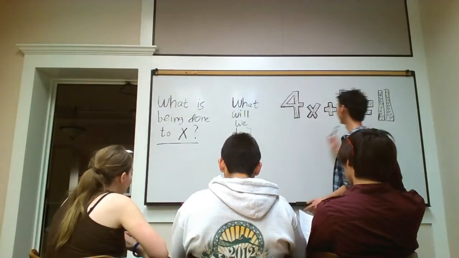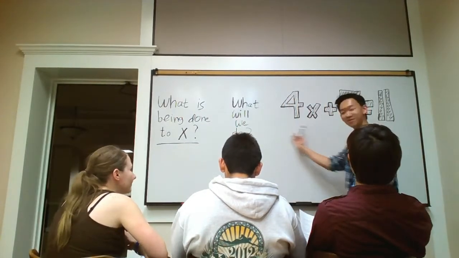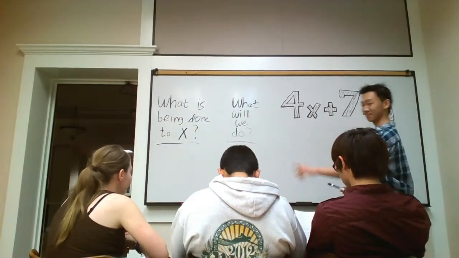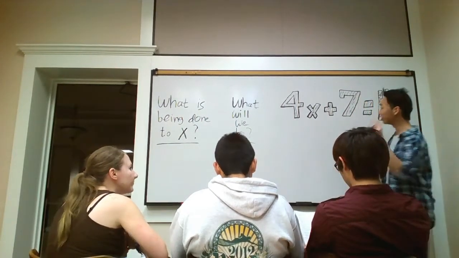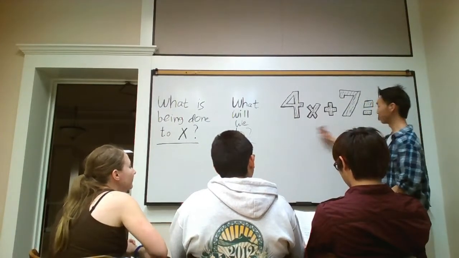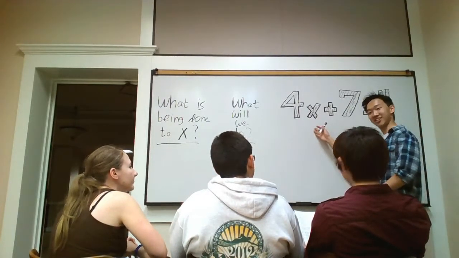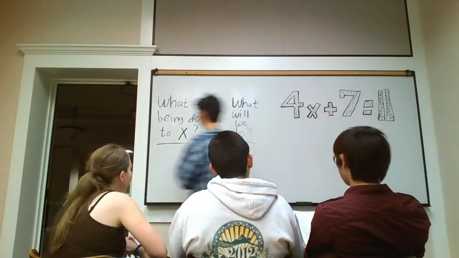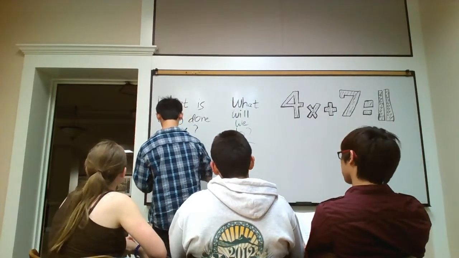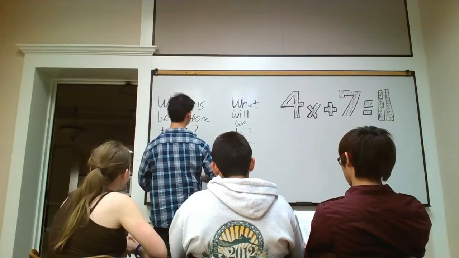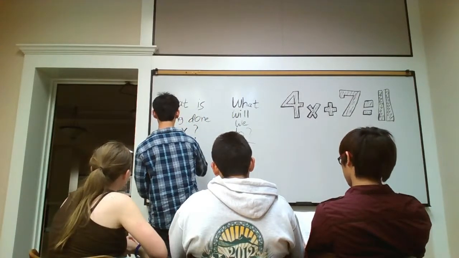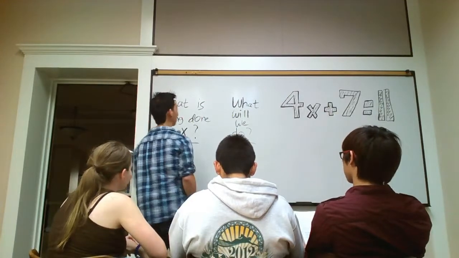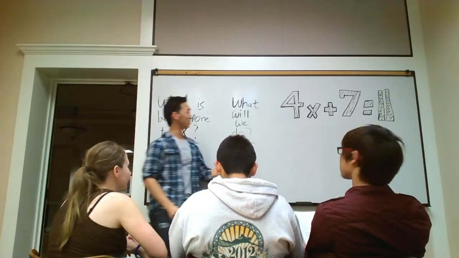Alright, so we're going to take this lovely equation for example: 4x plus 7 is equal to 11. Now just like in one-step equations, we're going to want to undo some of these operations being performed on x so that we can isolate it. Alright, so if x is being multiplied by 4 and added by 7, what are we going to want to do in order to isolate x?